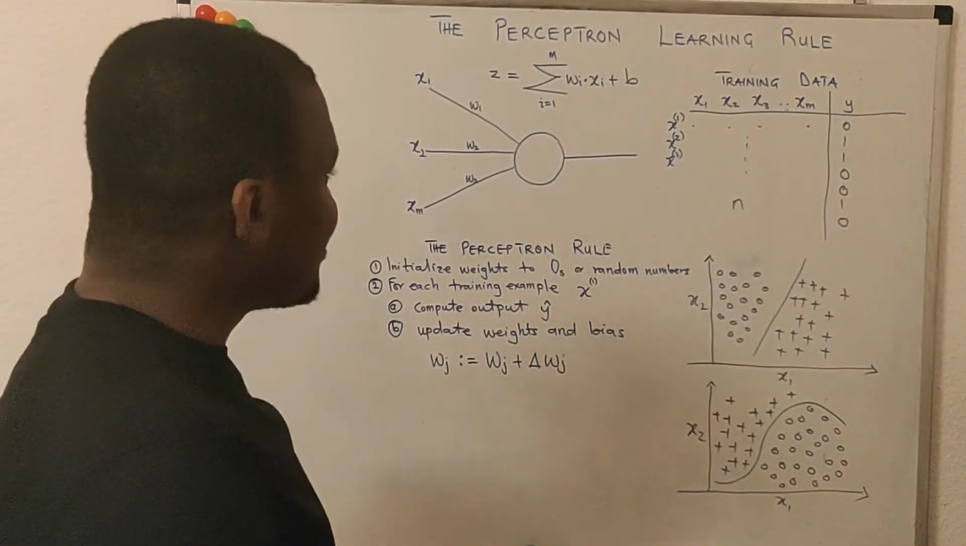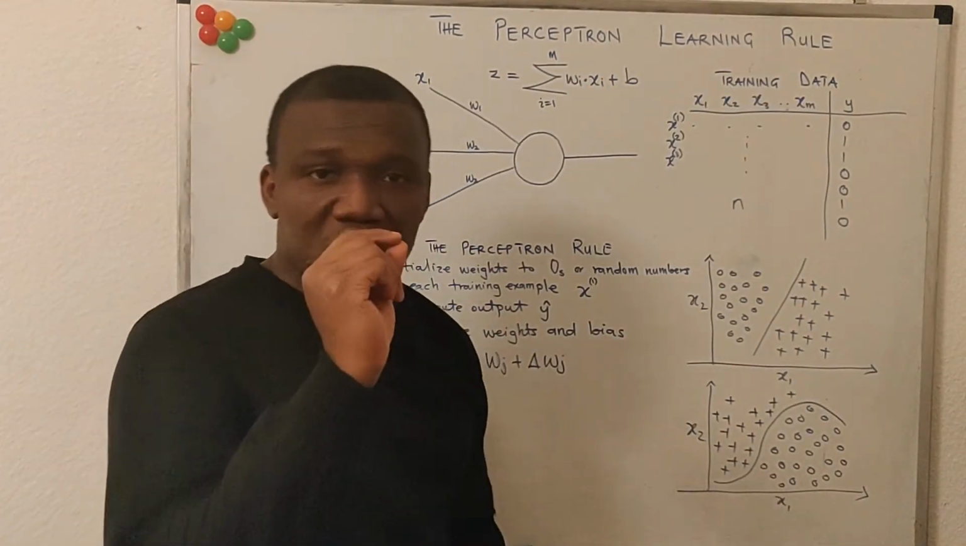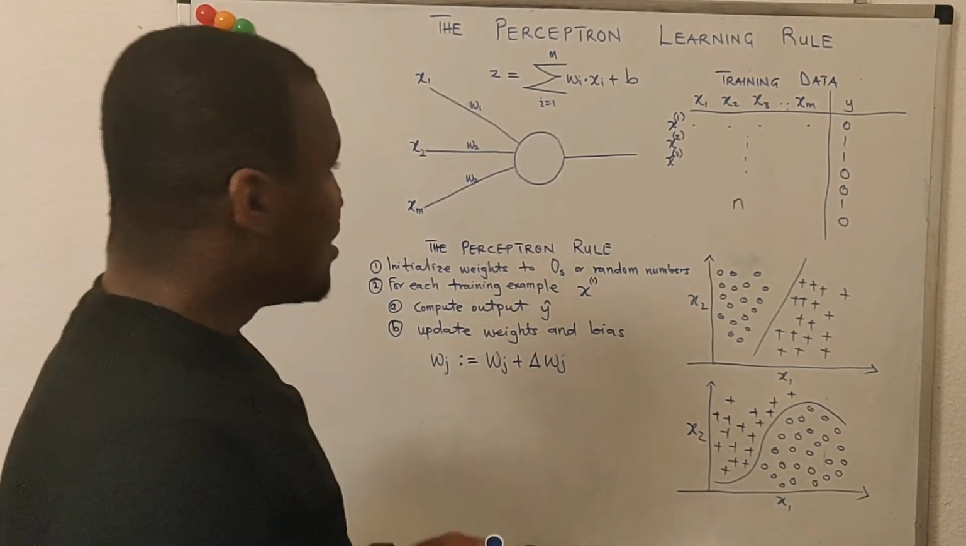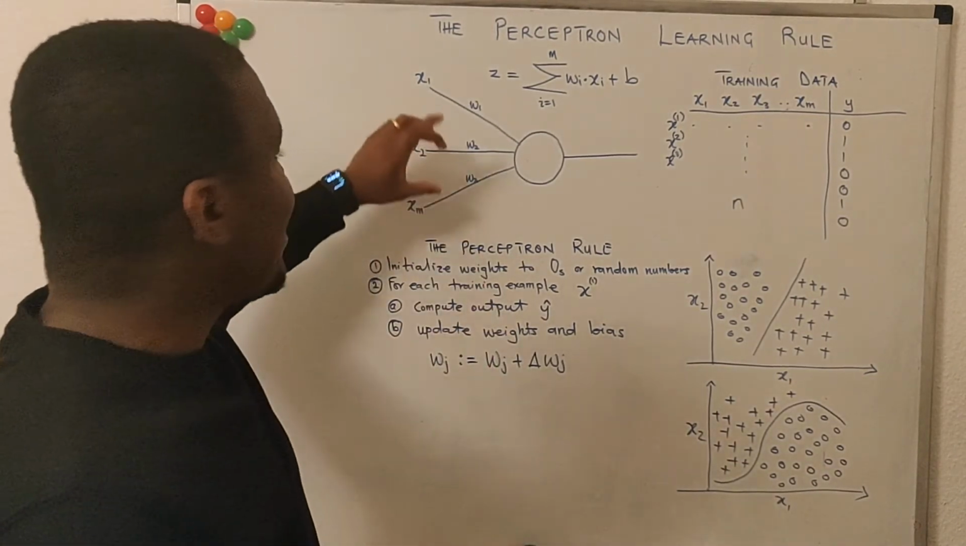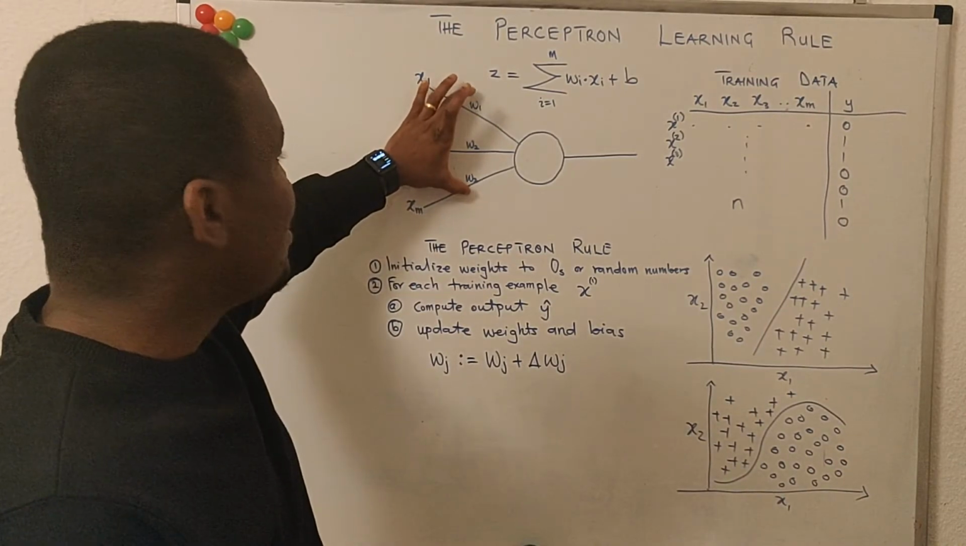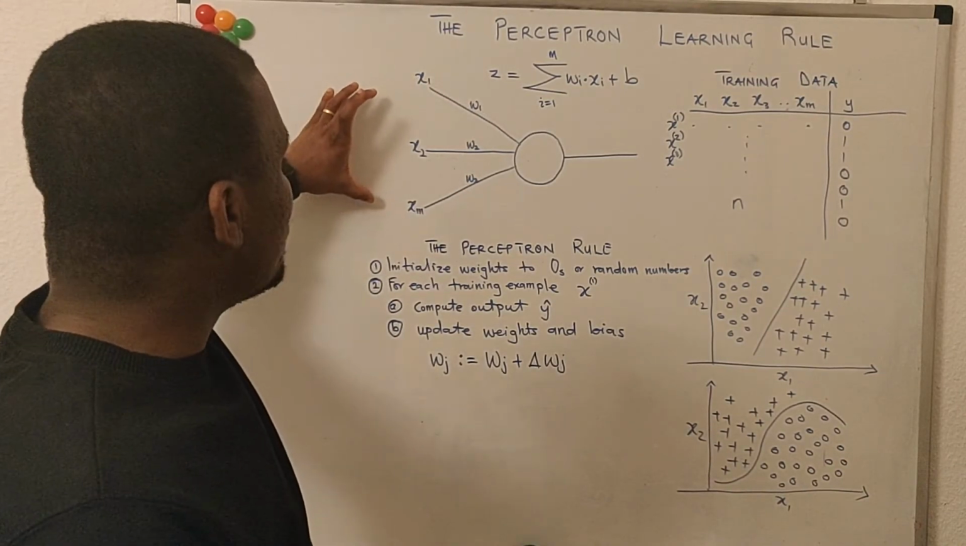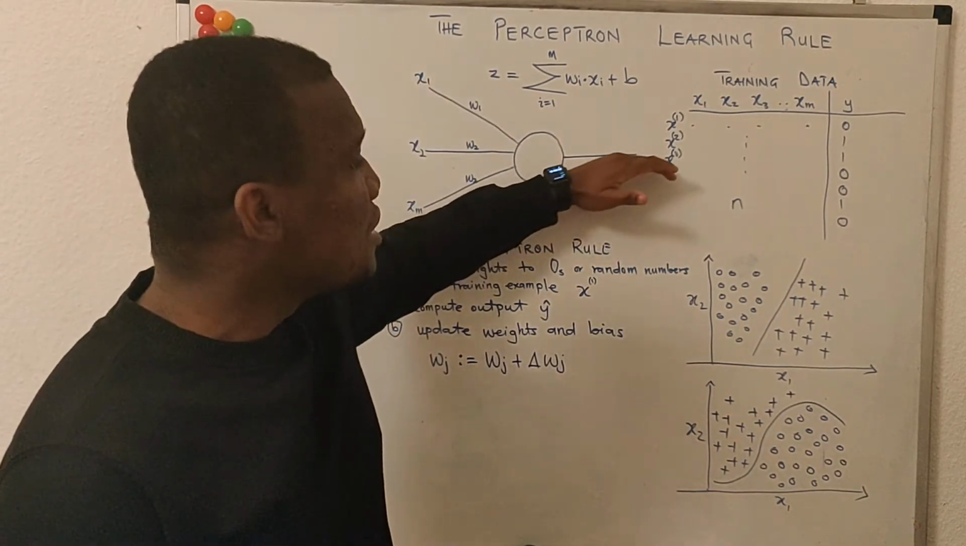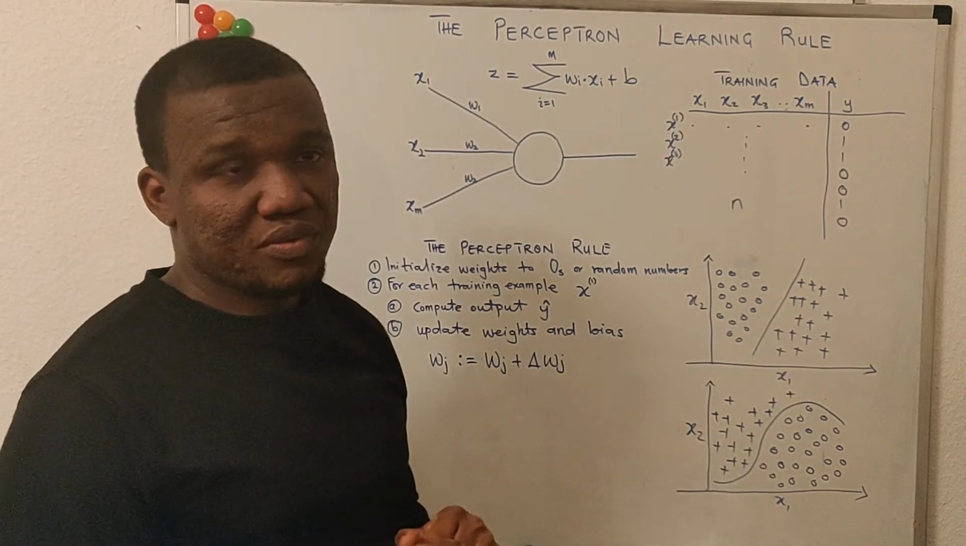All right, so what is a perceptron? A perceptron is basically a single unit of an artificial neuron that is able to automatically learn weights, that is able to map a given input to a given output.